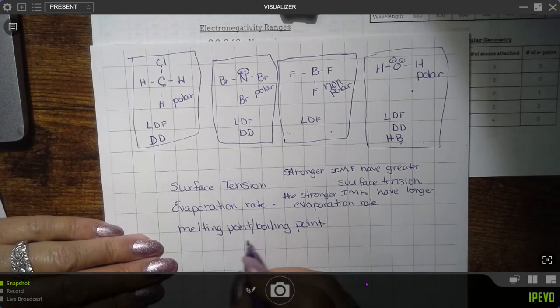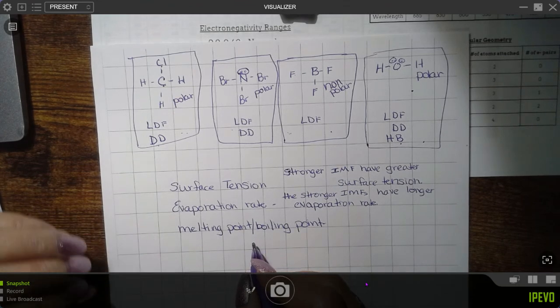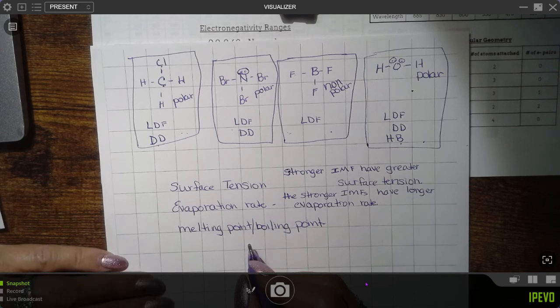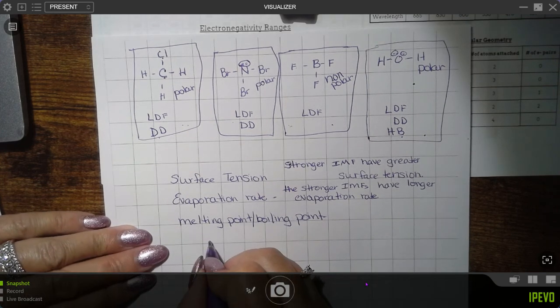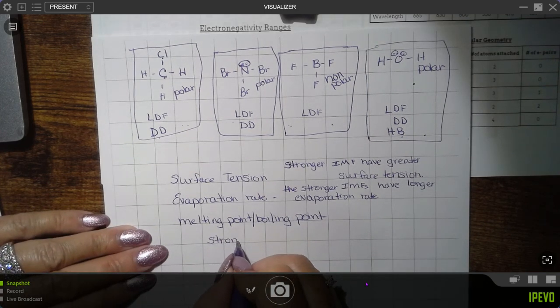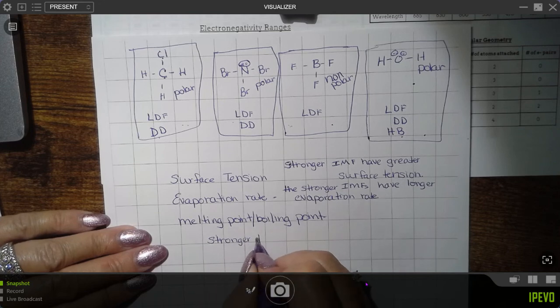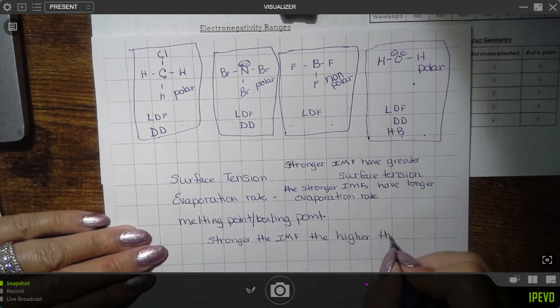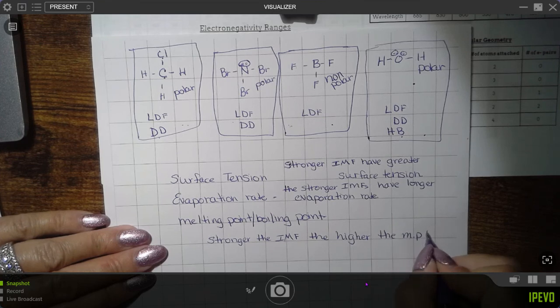And then finally, melting point and boiling point, these 2 go hand in hand. Something that has a high melting point is also going to have a high boiling point. The stronger the IMF, the higher the melting point and boiling point.